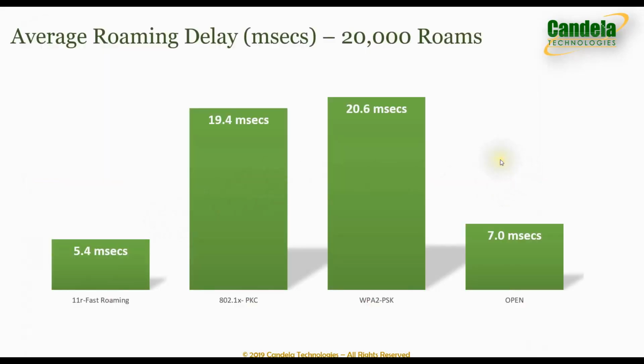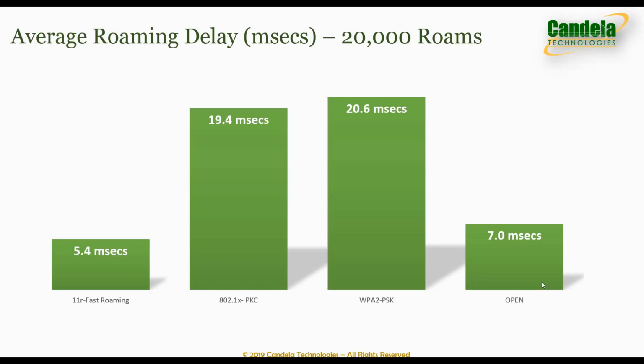Here in this chart, we compare the measurement of the roaming delays across different security methods. Of the 20,000 roams we ran, they were equally distributed among the 4 SSIDs with different security methods. So basically 5,000 roams for each security method in this test. And this is the average roaming delay across 5,000 roams for each security method. You can see that the average roaming delay when we used 11R fast roaming was about 5.4 milliseconds, which is really good. With 802.1x without fast roaming, about 20 milliseconds, and with PSK, pre-shared keys, about 20 milliseconds, and open was a little bit higher than the fast roaming average.